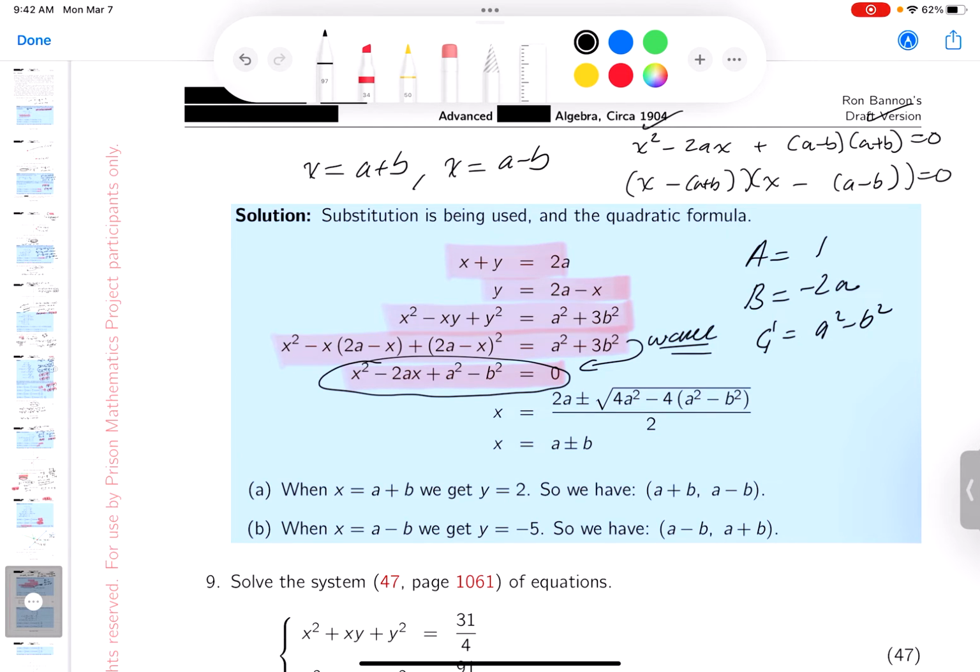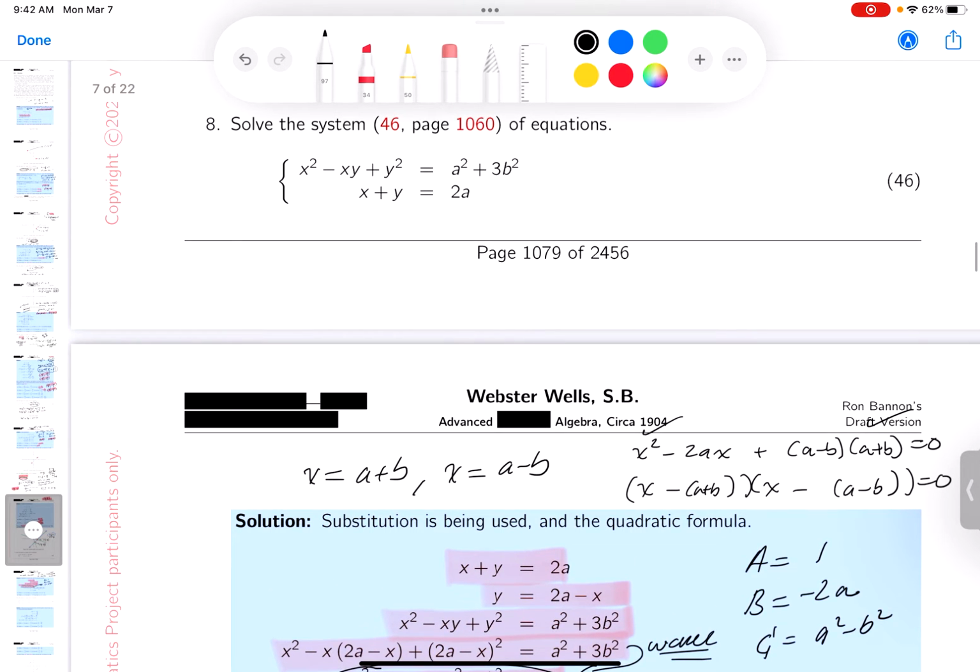All right? Now, by the way, you're not done yet. What you have to do is go back to the original system, and let me just do one at a time. Let's say x were equal to a plus b. I plug it in here. That would be a plus b plus y equals 2a. So what do you get there? You get a minus b. That's one point of intersection.